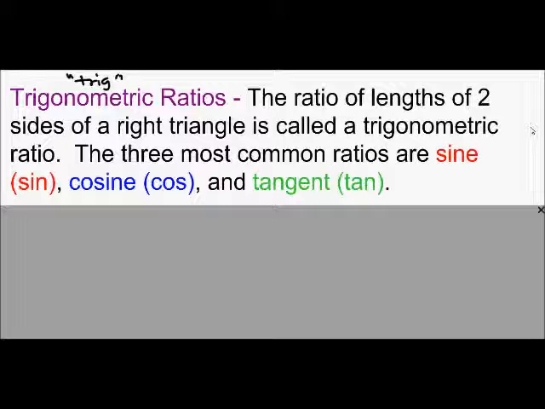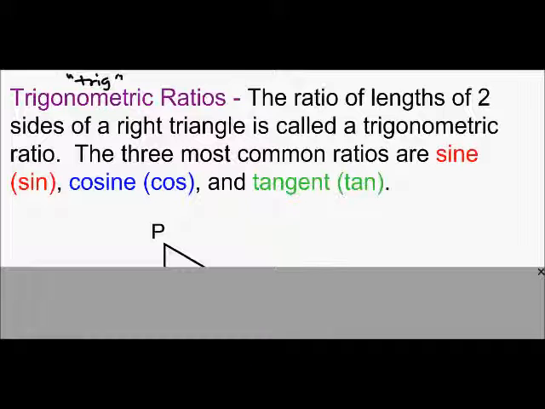And the three most common ratios, the three that you're going to see on this video, are sine, which is abbreviated SIN. It is said sine though, not sin. So sine. Cosine, which is abbreviated COS. And tangent, which is abbreviated tan, TAN.